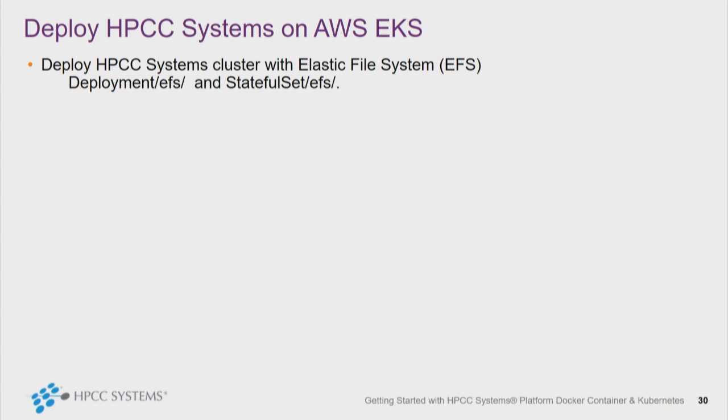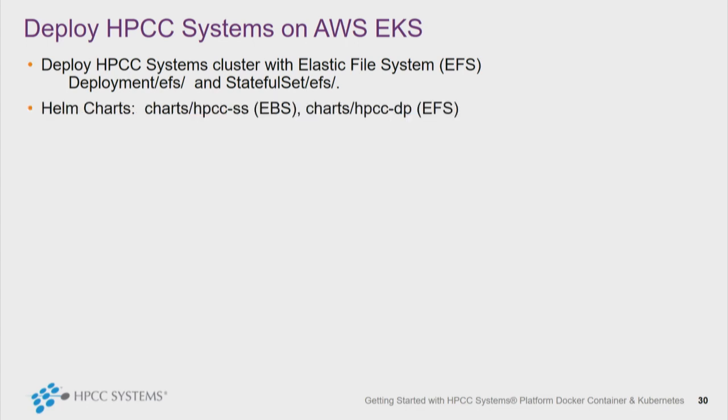We showed deploying with the EBS, but actually you can do it with the network file system. We call it the Elastic File System, EFS, and we have 2 samples in our repo. And also you can use Helm charts to deploy these 2 things. And we only do the EBS.